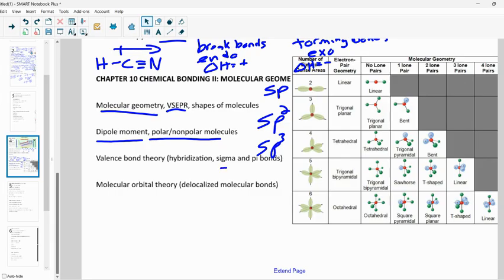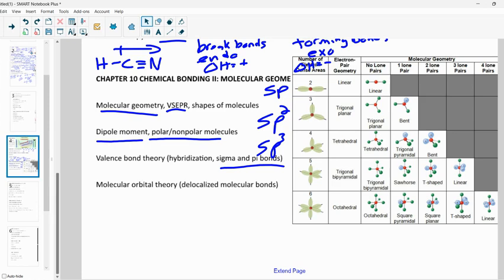Pi and sigma bonds. All single bonds are sigma bonds. The first bond between any 2 atoms is sigma. Anything after that is a pi bond. So you can only have 1 sigma bond between two atoms. Anything after that is pi.